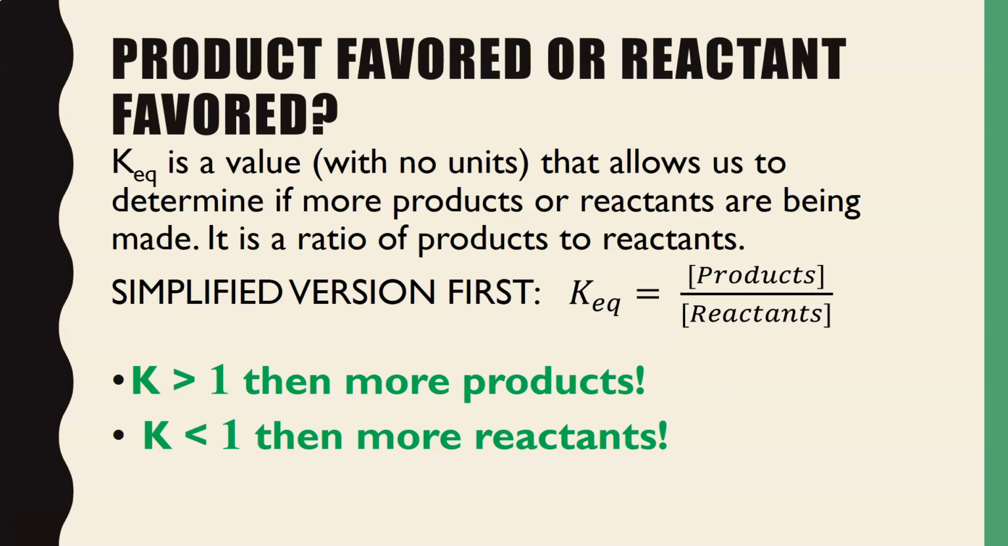Sometimes our K values are very, very, very large with huge exponents, meaning that almost everything turns into products. Sometimes they're very, very small, meaning very little product gets made. It's not a reaction that likes to happen. You may have exponents that are very, very small, like negative numbers, to get a very small K value. Calculating this is a little bit more complicated than it looks in the generic example. So let's kind of go over how we would do this for real.